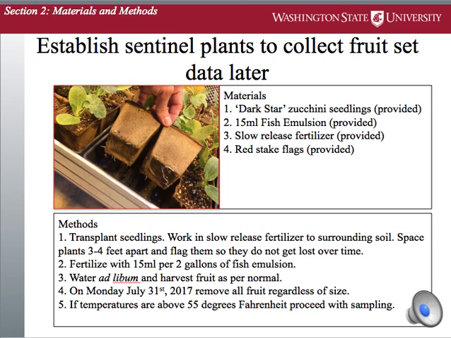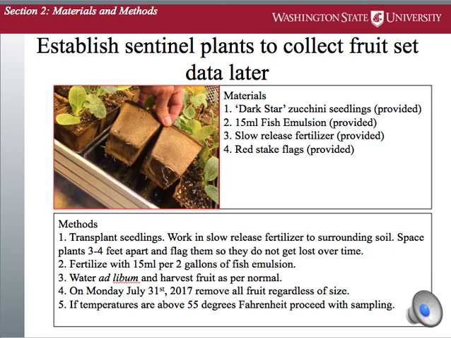And the reason for this is that these are just essentially becoming established plants in your farm, and we're going to give them about a month and a half to become fully established before we start the experiment. And so Monday, July 31st, 2017 is the start of the experiment. So on that date, I want you to remove all fruit regardless of size, but you can leave all flowers that are present on that date.